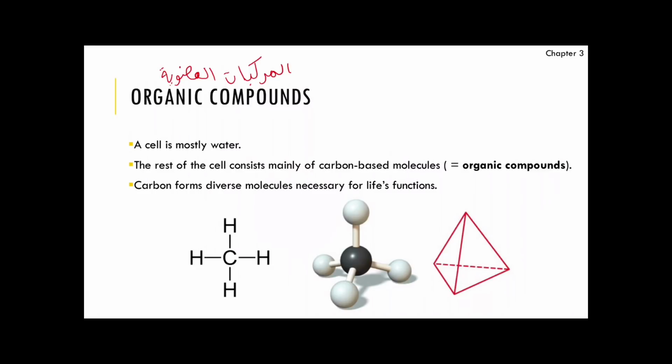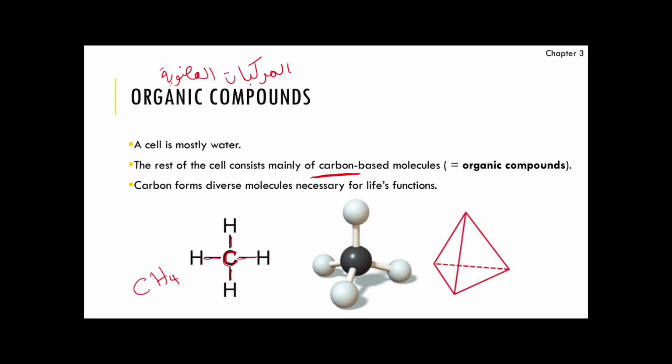So what does it mean to have an organic compound? The main thing about organic compounds is that they have carbon. So if they contain carbon, that means they are organic compounds. لازم يكون فيهم carbon. This is the simplest organic compound, methane, CH4. So why carbon? You see, carbon has the ability to form large and complex molecules.